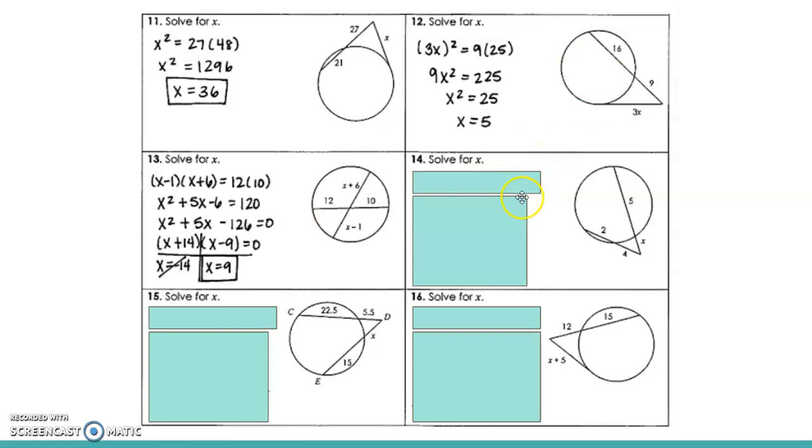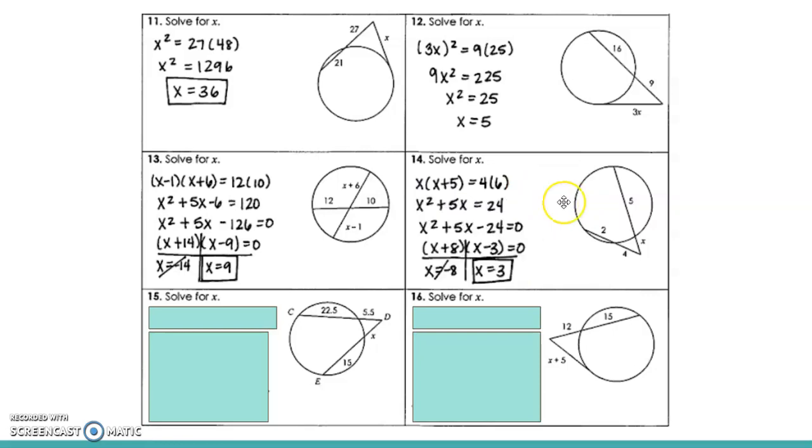When we write that out, it's going to look like x times x plus 5 on one side and 4 times 6 on the other. We'll distribute that x on the left side. Again, one side has to be equal to 0, so we have to subtract that 24 over. We're going to factor out the left side and set each piece equal to 0. When we do that, we get x equals negative 8 and x equals 3. We can't have negative 8 as a length, so that's why we're using x equals 3.